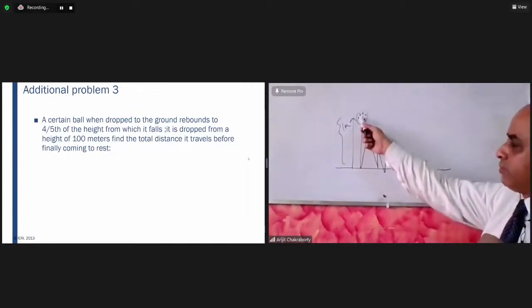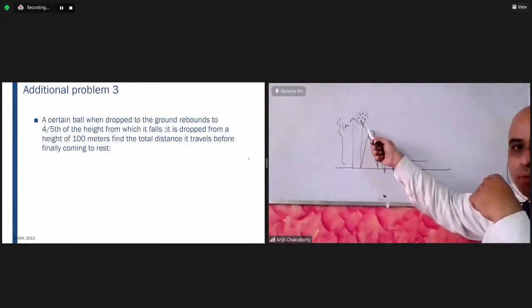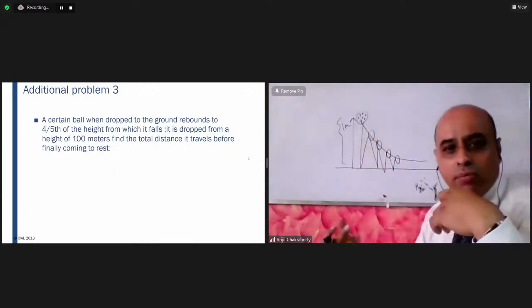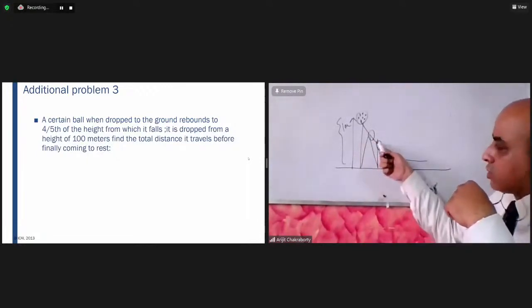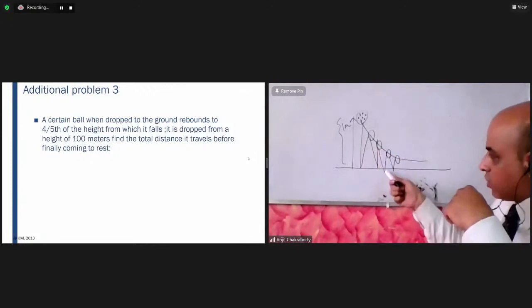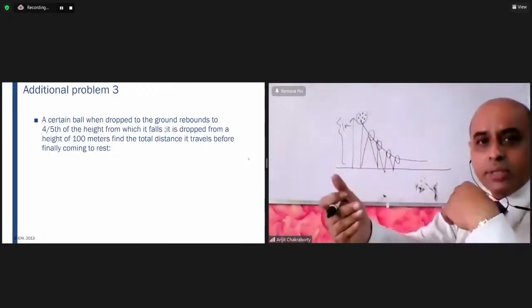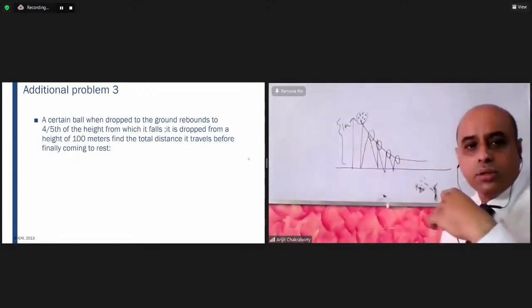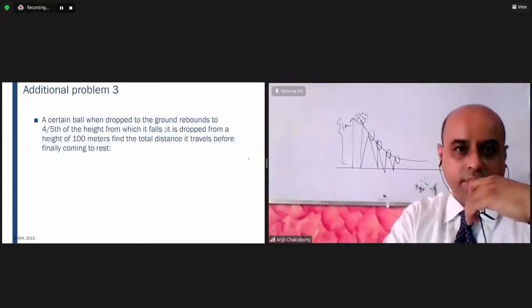It is dropped from 100 meters. It falls. It goes to 4/5 of the height. 4/5 of 100 is how much? 80. It falls again 80 meters. Again it goes 4/5 of 80. Again it falls. Again it goes 4/5 of 80, 4/5 square of 80, in fact. So in this way it goes on. We have to find the total distance it travels before coming to rest.